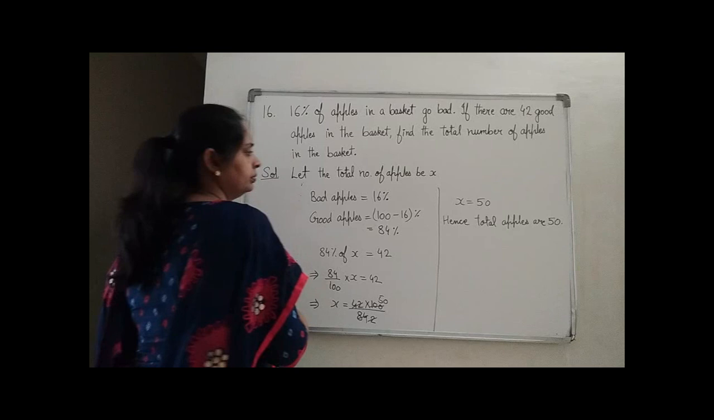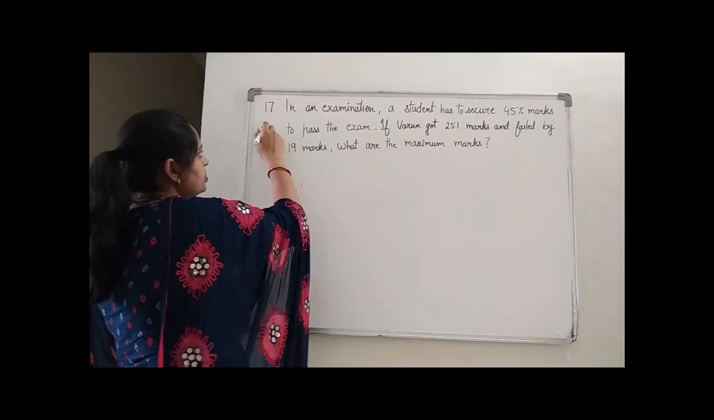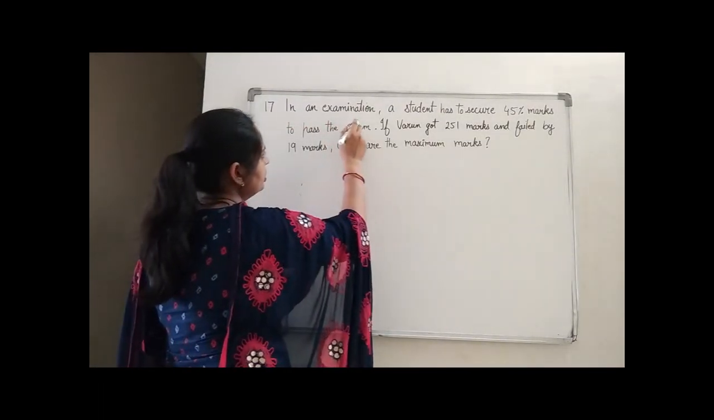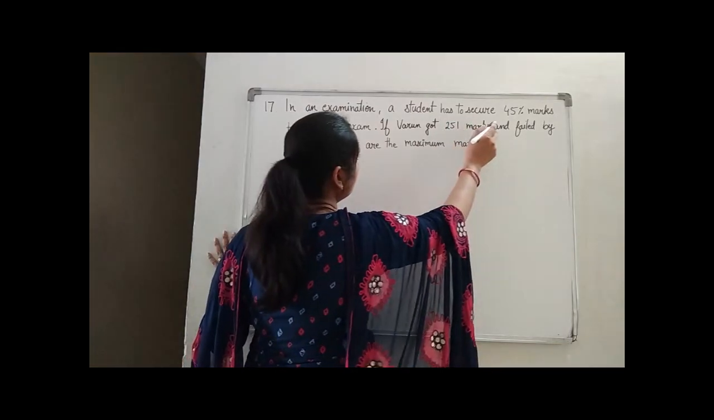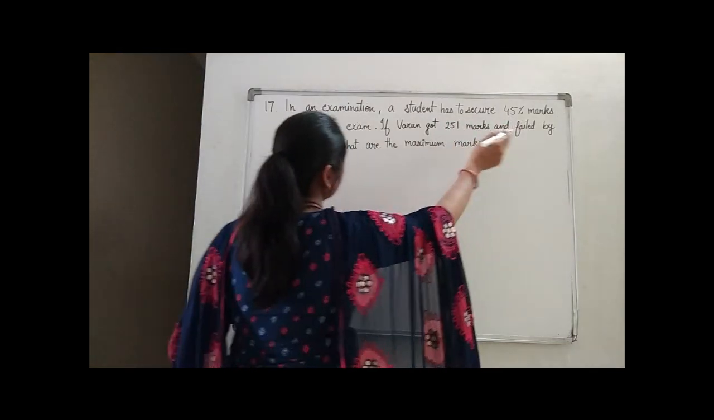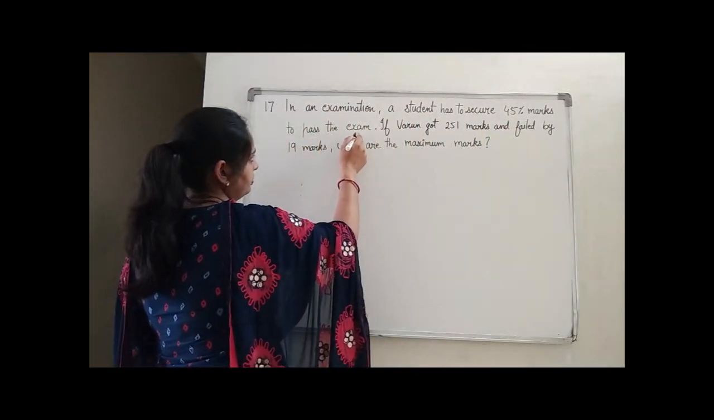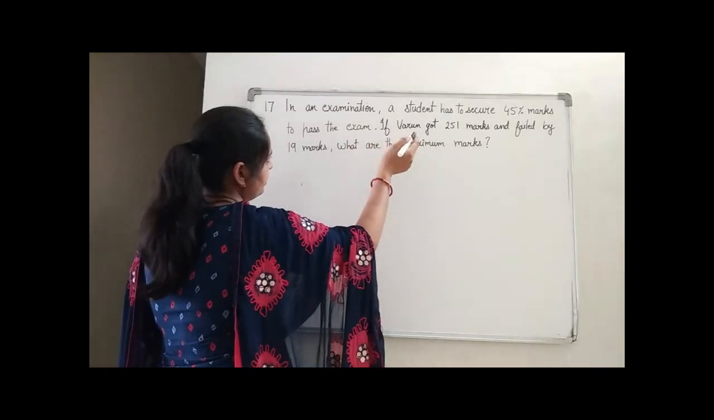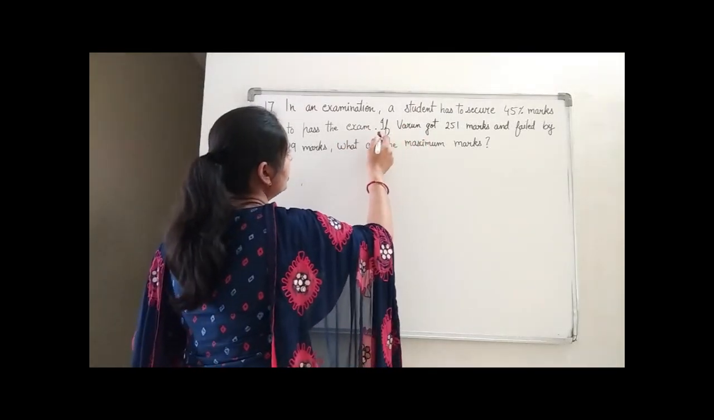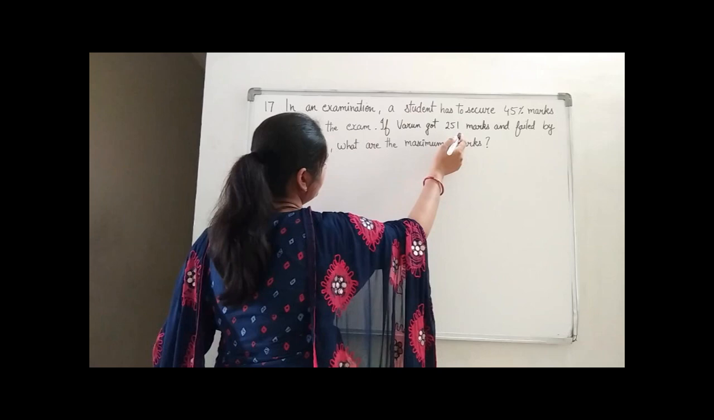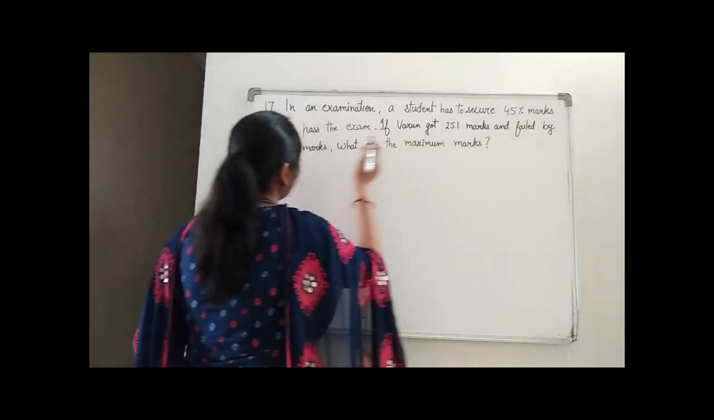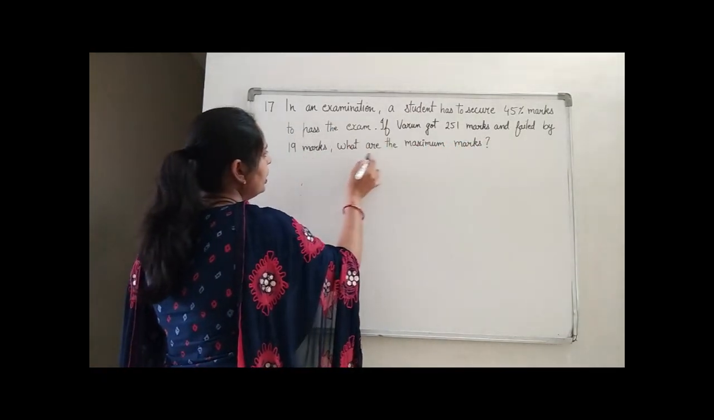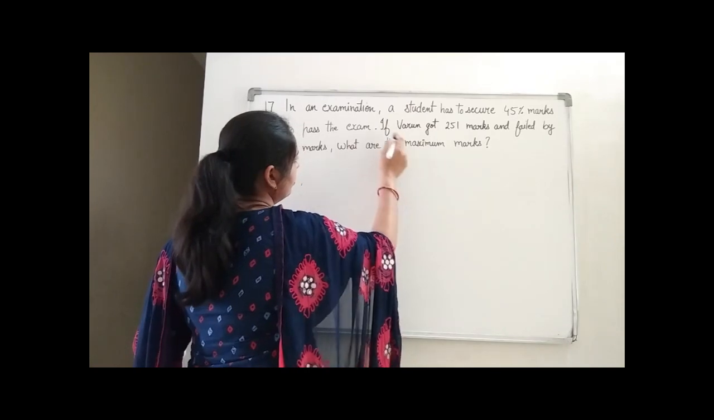Okay. Now see the 17th question. In an examination, a student has to secure 45% marks to pass the exam. Okay, so passing marks is 45% of the total marks. If Varun got 251 marks and failed by 19 marks, what are the maximum marks? What do you mean by this?